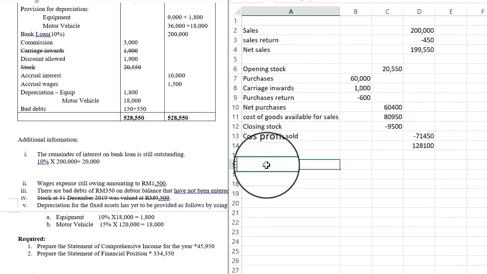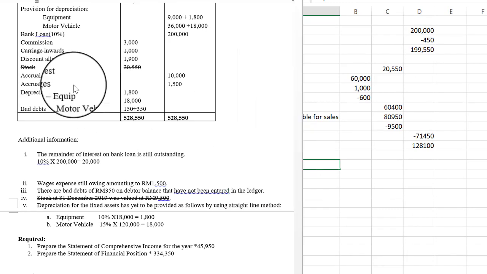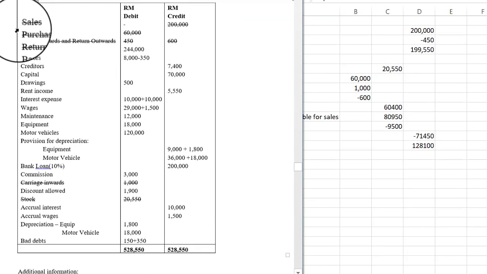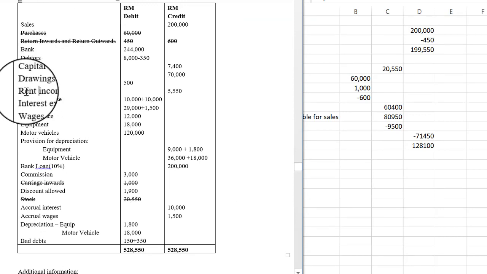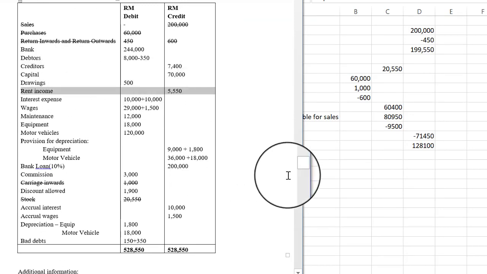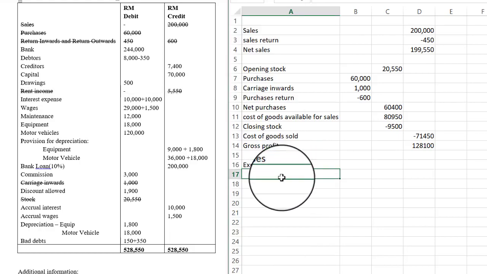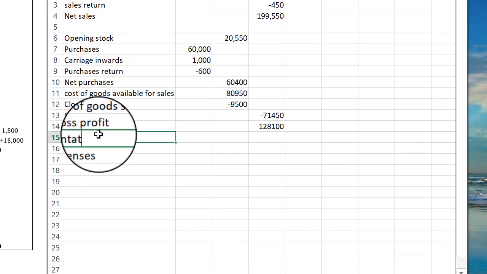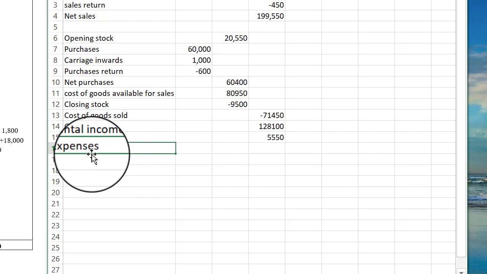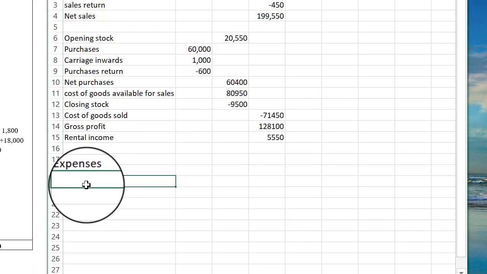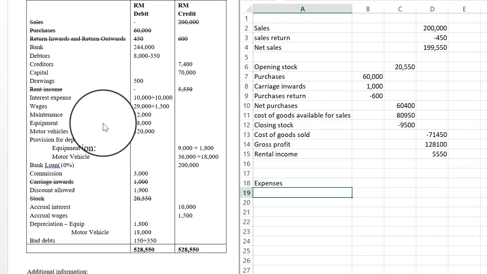Now we come to the expenses. So if you look at here, your expenses. Now this is current asset, current liability, expenses. Before we go to expenses, you have one income, so we have to put in this income. Rental income. Rental income in this case is 5,550. So now you have your rental income, then interest expenses.